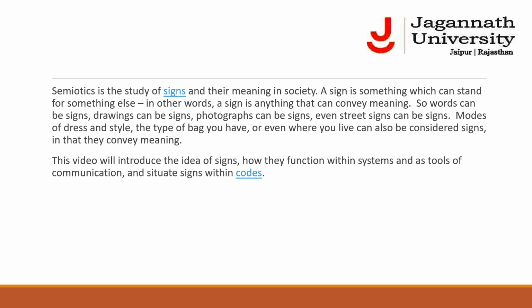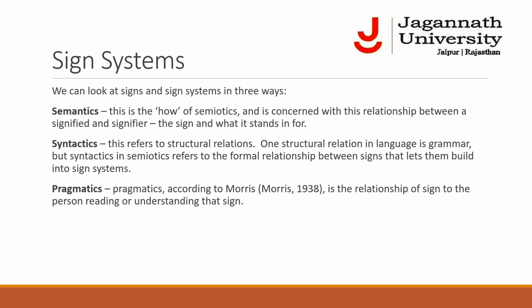This video will introduce the idea of signs, how they function within systems and as a tool of communication, and situate signs within codes and sign systems. We can look at signs and sign systems in three ways. First is semantics. This is the 'how' of semiotics and is concerned with the relationship between a signified and signifier. By signified we mean the sign, and by signifier what it stands in for.